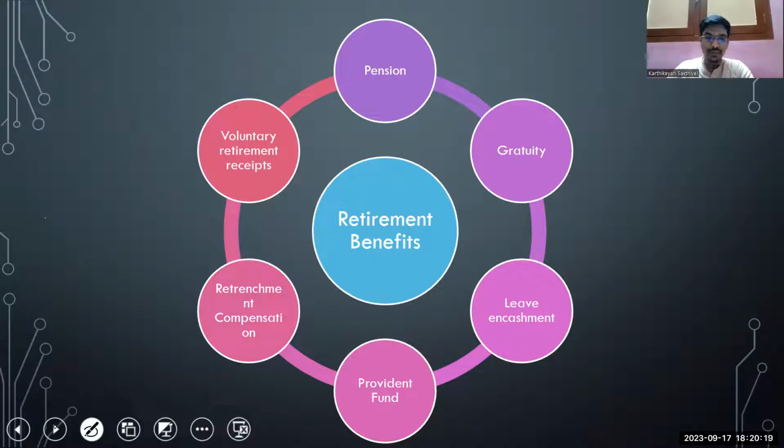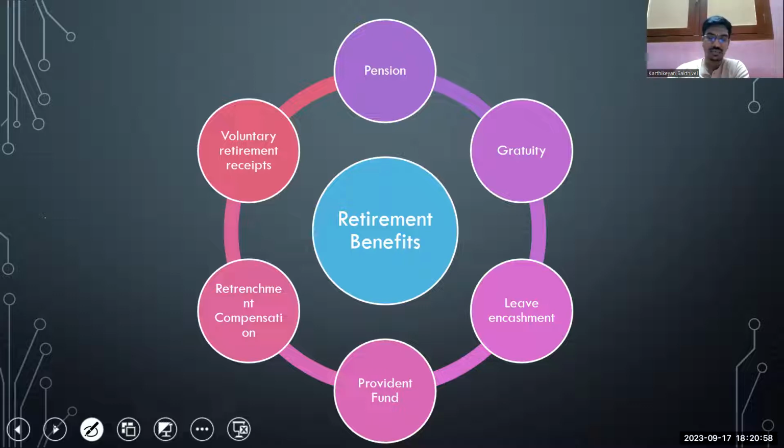Of the many retirement benefits available, there are some points we need to understand, for which there are tax benefits. The retirement benefits can be broadly classified into 6 categories. First is pension, second is gratuity, third is leave encashment, fourth is provident fund, fifth is retrenchment compensation, and sixth is voluntary retirement receipts.